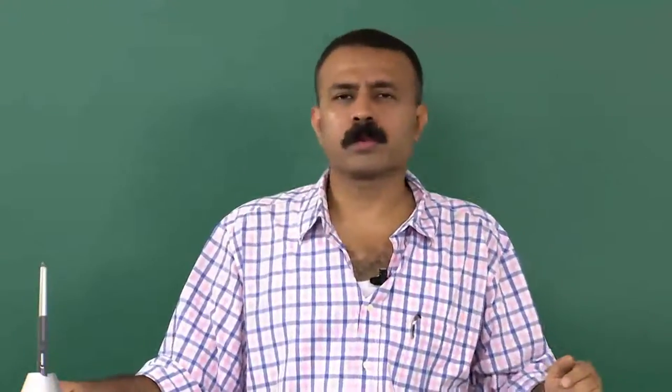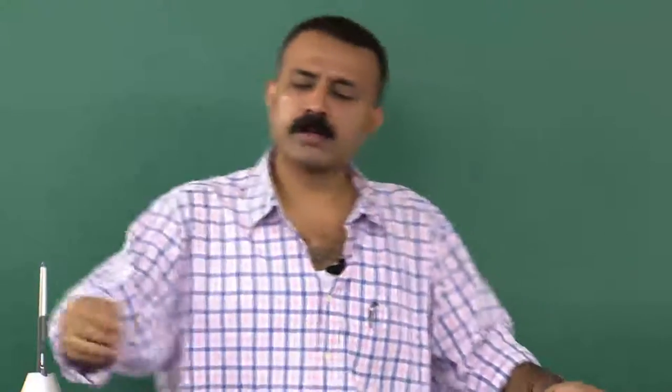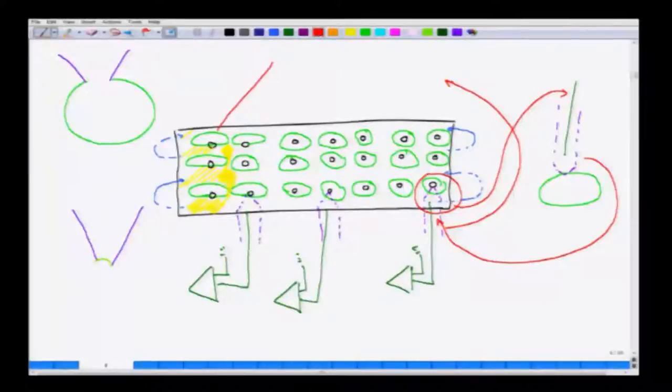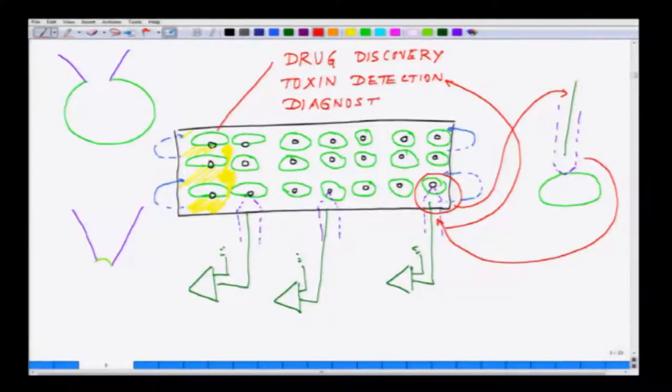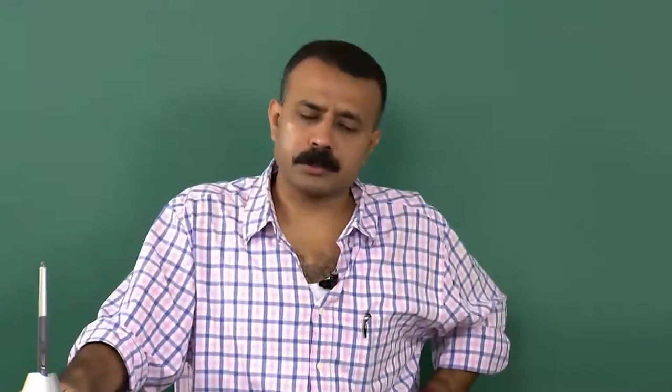So, this is one of the most recent advancements of the last 5 to 10 years, I would say, maybe slightly more, of translating the traditional patch clamp into a high throughput screening system, especially for these kinds of things that find applications in the drug discovery industry. There it is really one of the favorite candidates. Drug discovery and toxin detection and in diagnostics. This is where this innovative technology or design accomplishment finds a lot of applications.